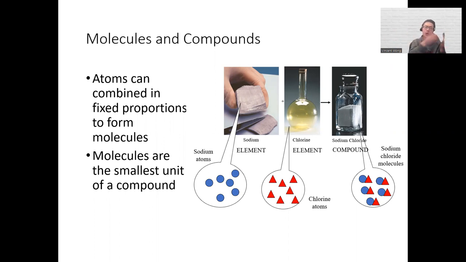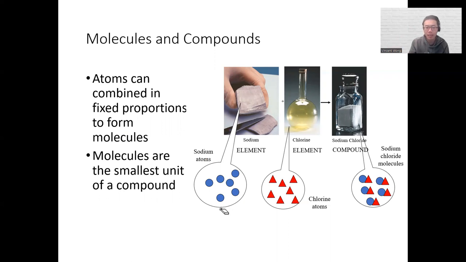So how does it work? How do atoms come together to exist in combination with something else? It turns out atoms can be combined in fixed proportions to form molecules. In this example, we have sodium. Sodium is Na. We can't see it with naked eyes. We can't even see it with a microscope. It's really, really small.